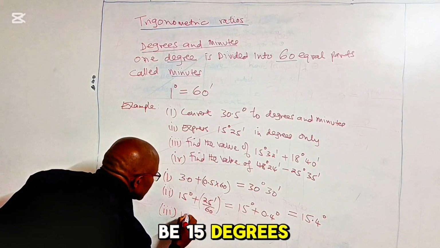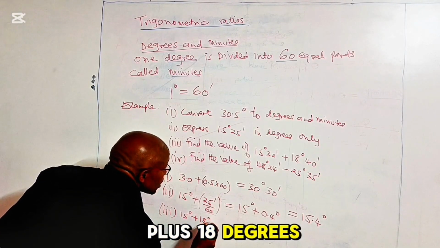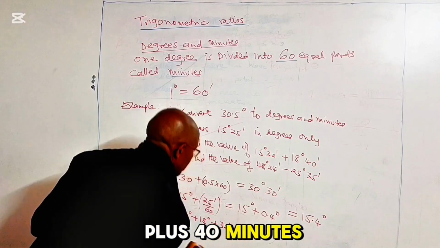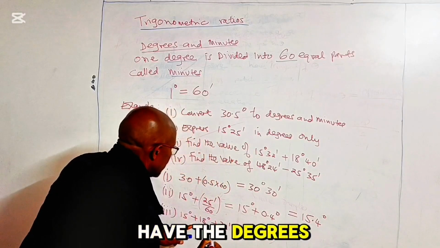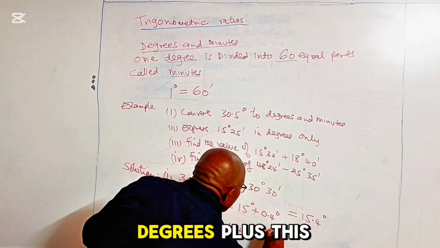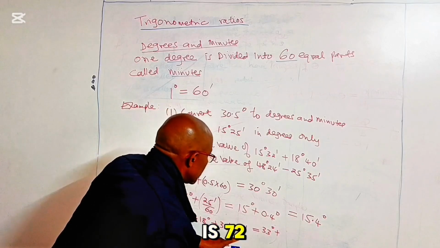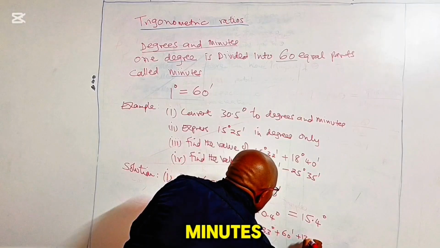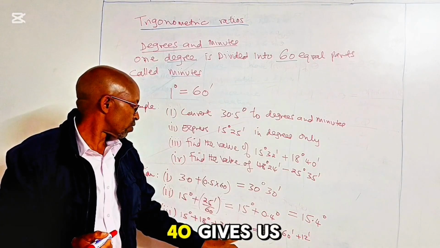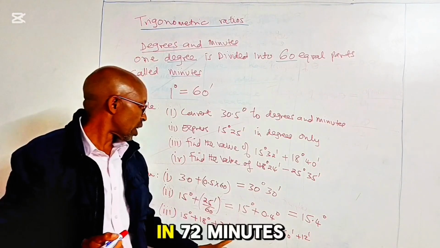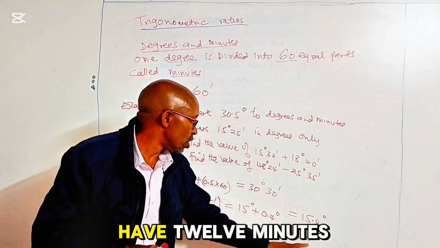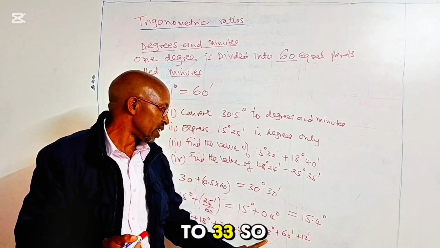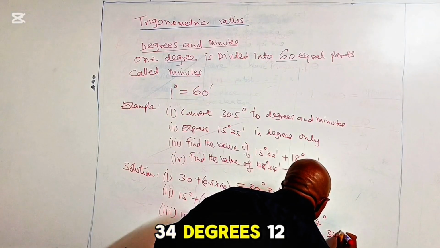So this will be 15 degrees plus 18 degrees plus 32 minutes plus 40 minutes. This is equal to 33 degrees plus 72 minutes, because 32 plus 40 gives us 72. In 72 minutes we have 60 minutes and 12 minutes. 60 minutes is 1 degree, so we add this 1 degree to 33, so that we have 34 degrees, 12 minutes.